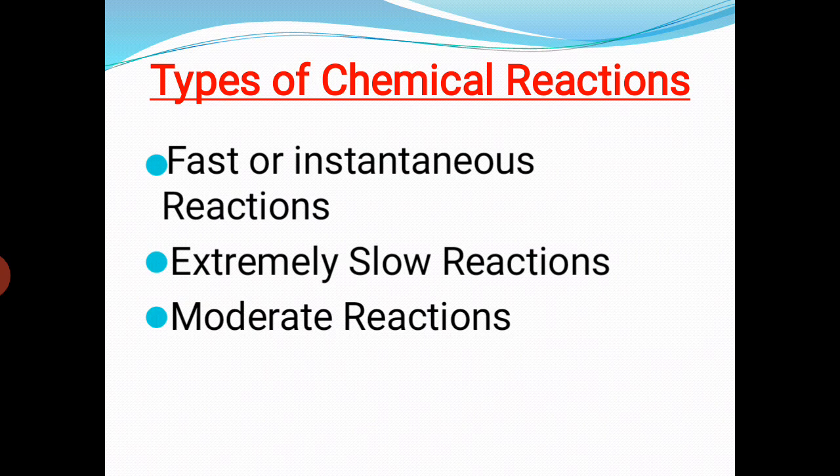Second one are extremely slow reactions. As the name indicates, these reactions take a long time to complete. For example, rusting of iron, combination of H2 and O2 at ordinary temperature. Third and most important one are moderate reactions. These reactions take place at measurable speed. For example, inversion of cane sugar, hydrolysis of methyl acetate, etc.